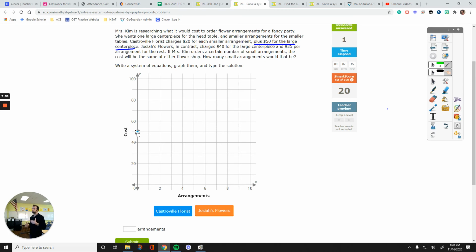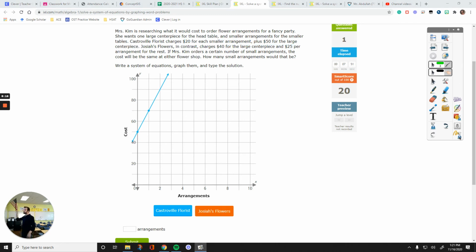smaller arrangement. So if they get one smaller arrangement, it'll be plus 20, right? Over here. Plus 20 for each. When we go to 1, we gotta increase this by 20. That number is 50. If I'm gonna increase it by 20, it needs to come over here. So that's going to be the next point, at the 70 level, over here. That's the blue one. Let's talk about the orange one.